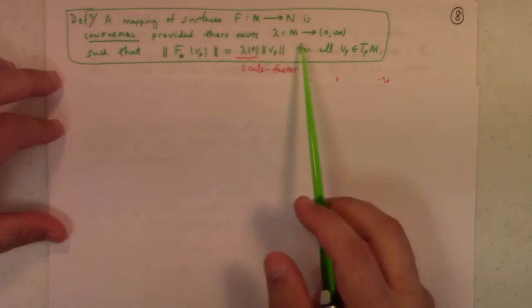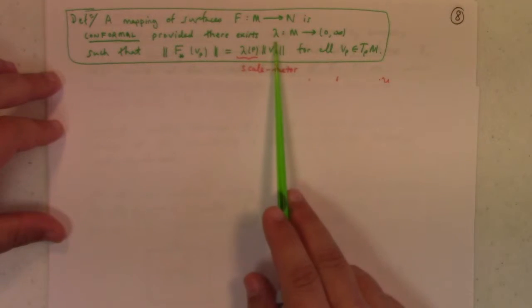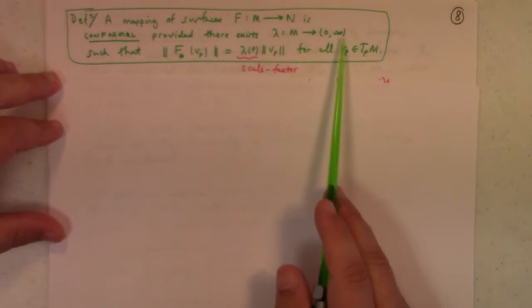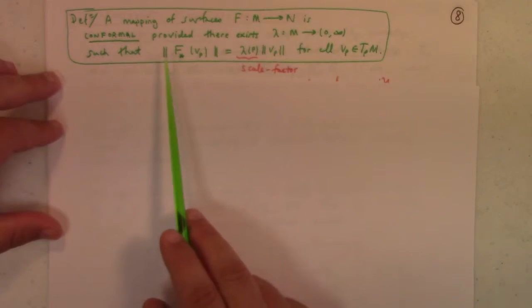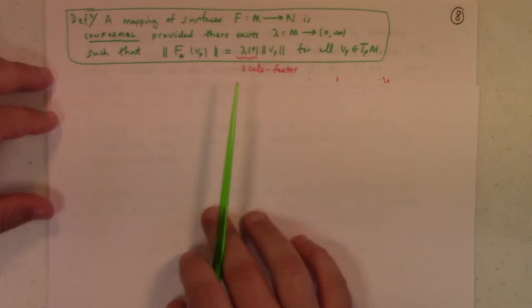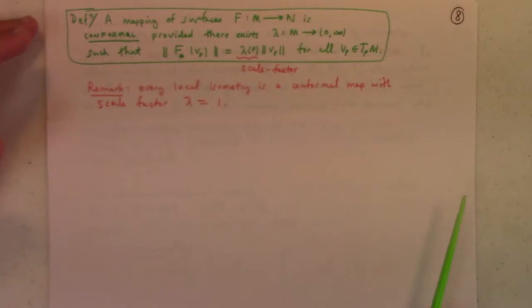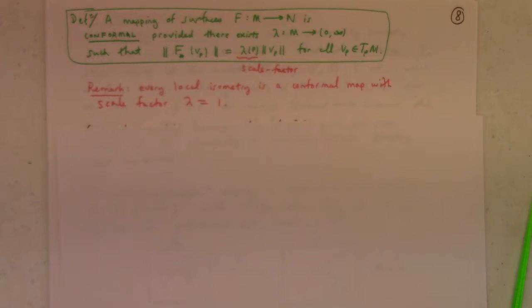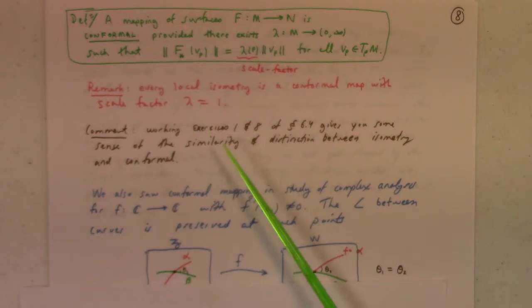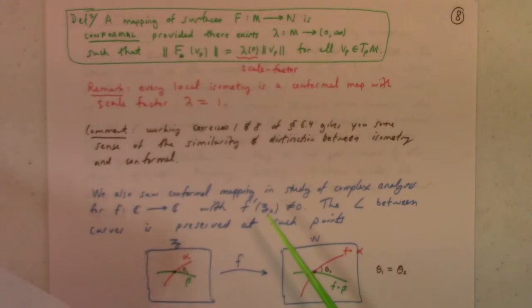So a mapping of surfaces, F from M to N, is conformal, provided there exists a scale factor, a positive valued function from M to the positive reals, such that the length of the push forward of a vector is just the scale factor times the length of the vector, all right? So if you have the scale factor being 1 for the whole map, then it's again a local isometry. But of course there are maps which are conformal, which are not isometries. And I would recommend that you work exercises 1 and 8, section 6.4, if you want to get a better sense of the similarity and distinction between isometry and conformal maps.